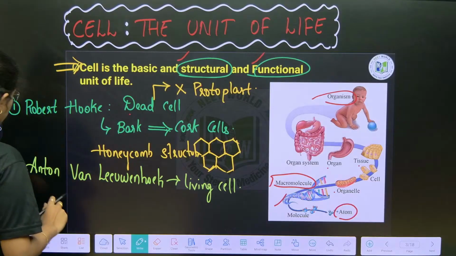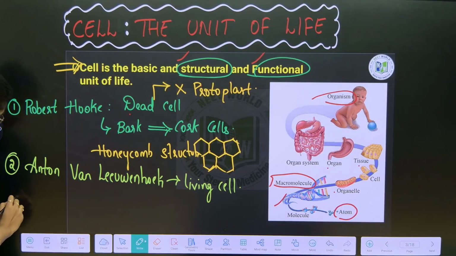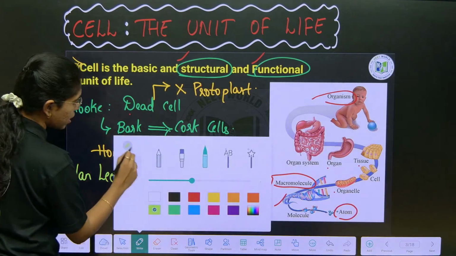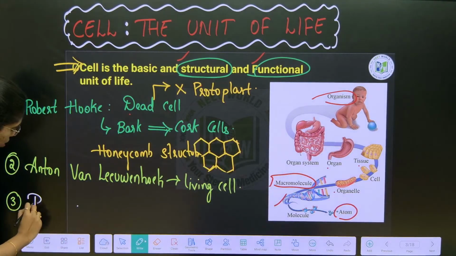Next, who identified the nucleus? These three are the primary discoveries that you have to keep in your mind. It is Robert Brown.